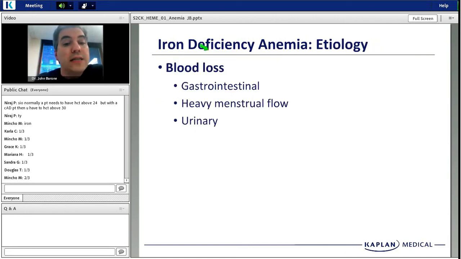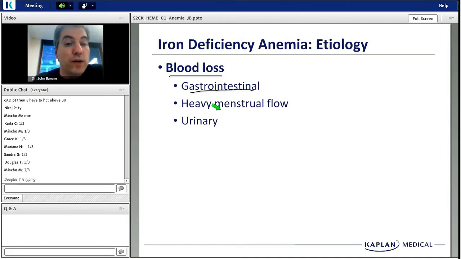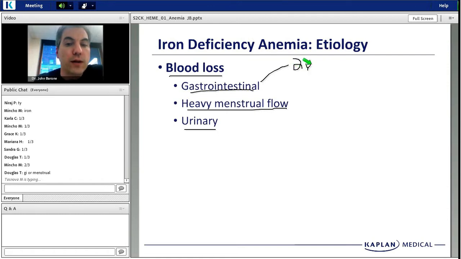All right, now why is there no iron? Well, in America, the #1 cause is blood loss, chronic blood loss. So you got to look at the GI tract. In a reproductive age woman, you look for menstrual flows, and they could also lose it in the urine as well. Okay? All right, now let's play the odds. Ready? Let's play the game. You're on step 2, and I say it's a 2-year-old with iron deficiency anemia. Where's the blood loss?